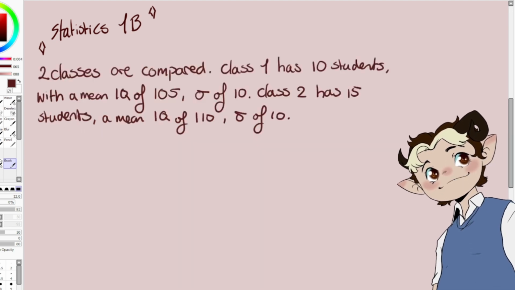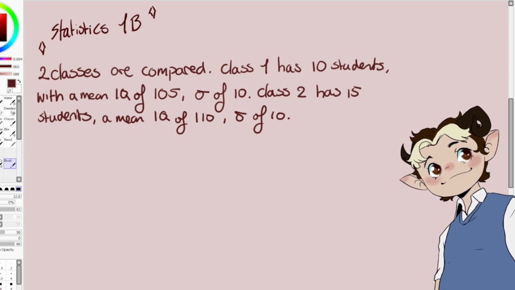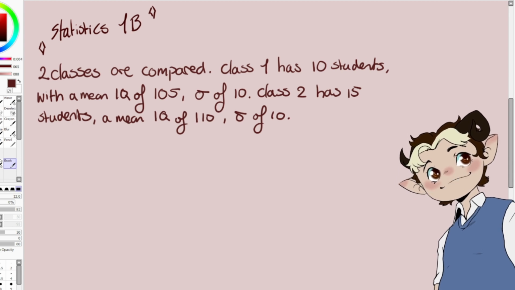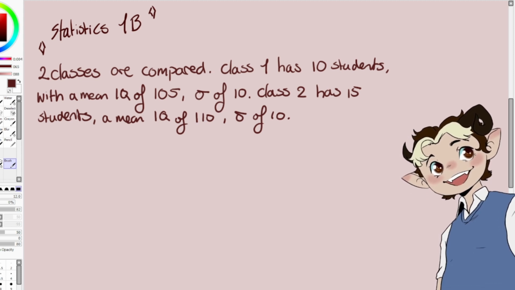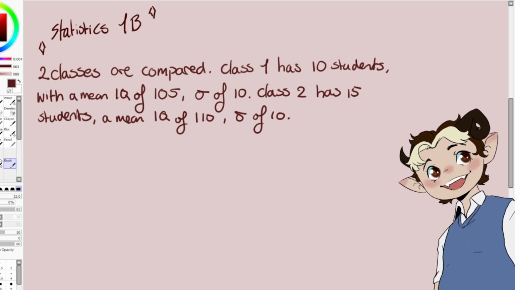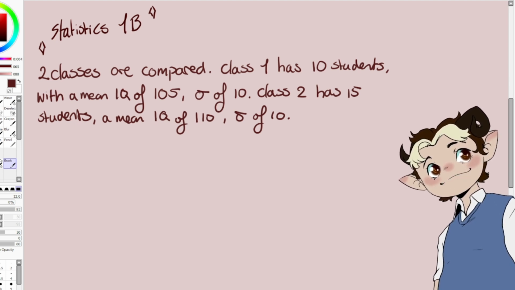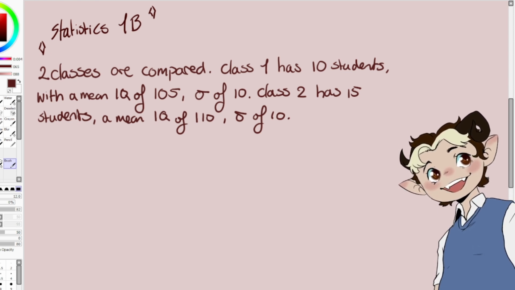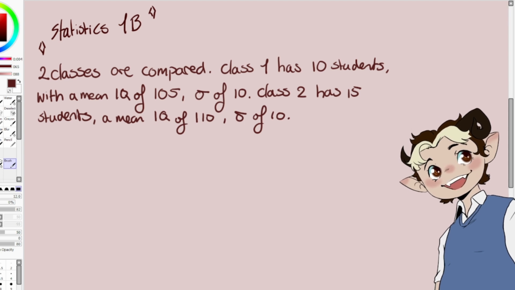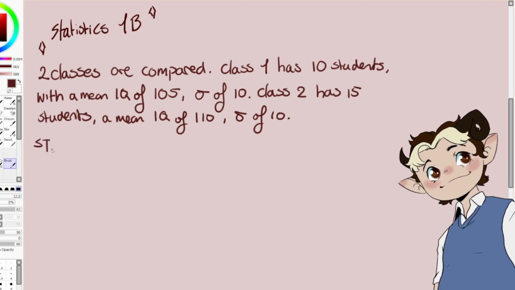Alrighty, so I wrote down an example and I'm going to use this example for the standard deviation, the significance test, and the confidence interval. So we have two classes that are being compared. In class 1 we have 10 students with a mean IQ score of 105 and a standard deviation of 10. And in class 2 we have 15 students with a mean IQ of 110 and a standard deviation of 10 as well. So let's first do the significance test.